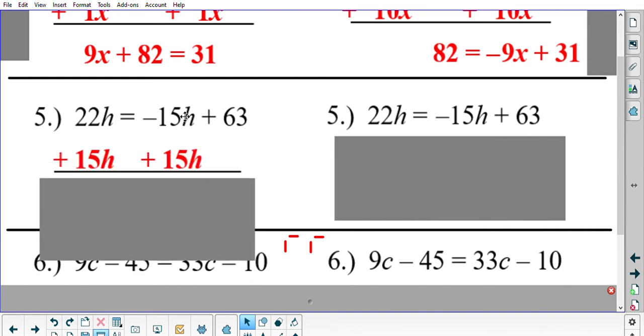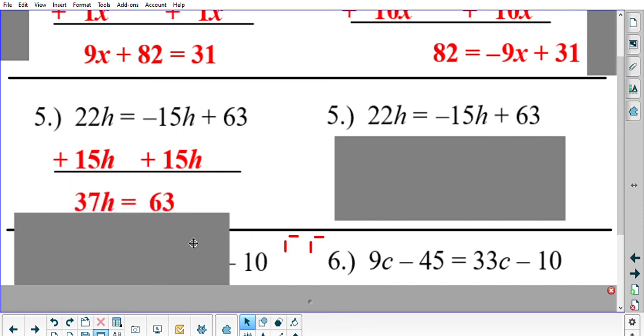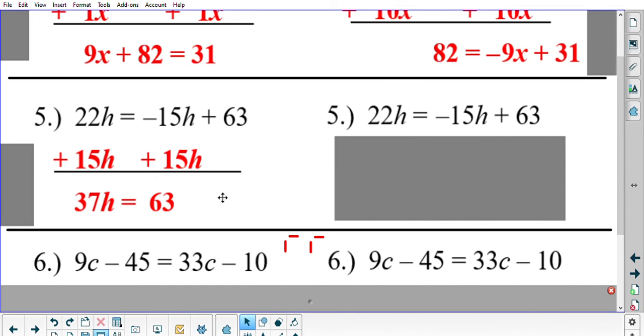And so that means you want to get rid of the negative 15h. And the opposite of a negative is a positive. Negative 15h plus positive 15h would give you 0h, which is 0. And that leaves you with just the 63 on the right-hand side. Left-hand side, 22h plus 15h, 37h. That's probably the best way of doing it. I hope that's how most of you did number 5.